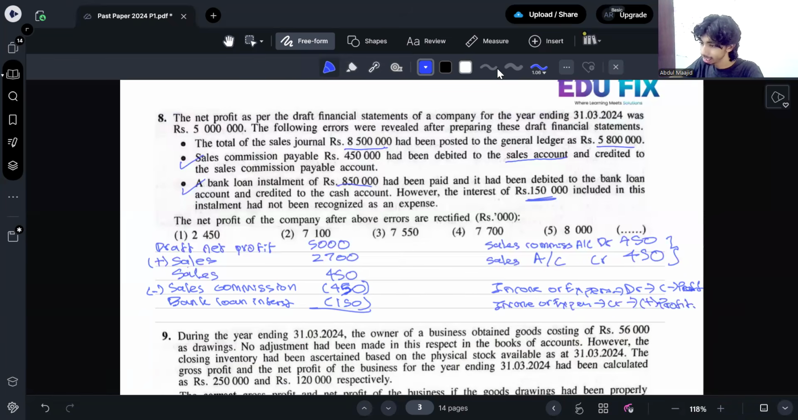Okay. Sales commission is an expense. Here, sales commission is debited. If any income or expense is debit, you have to deduct it from your profit: minus sales commission 450. On the other hand, sales is credit. Sales credit 450, so your income is increasing. You have to add that again. Sales 450. So due to this transaction, there is no impact on your profit. Okay. Did you understand that?